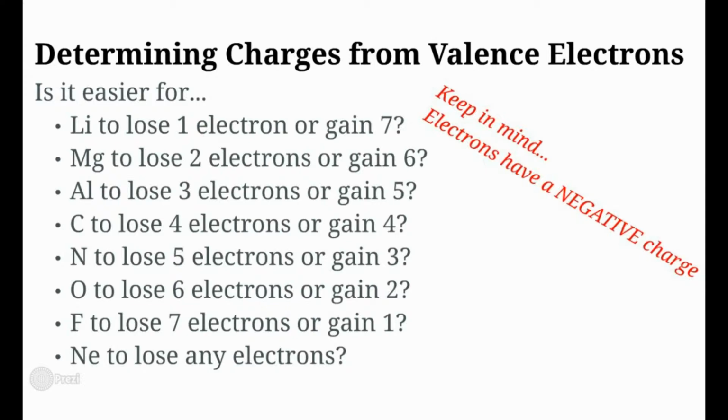So again, this is going back over the charges one more time. I know this is another bit of review. But lithium has 1 valence electron. Is it easier for it to lose 1 or gain 7? Lose 1. If it loses 1 electron, it's going to have what charge? Plus or negative? Plus. It's lost an electron. Magnesium has 2 valence electrons. Is it easier for it to lose 2 or gain 6? Lose 2.